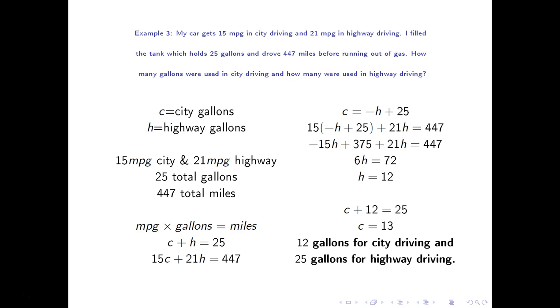And that's actually wrong. I wrote down the wrong thing. See, I typed it up wrong and I made a mistake. So what is the correct answer? Hopefully you're saying it's 13 miles for the city and 12 for the highway. So again, that's 13 for city and 12 for the highway.